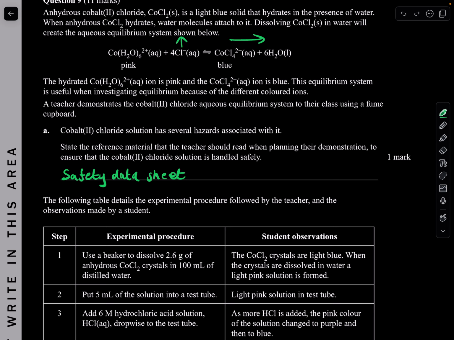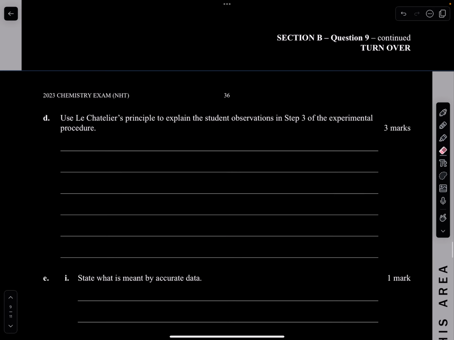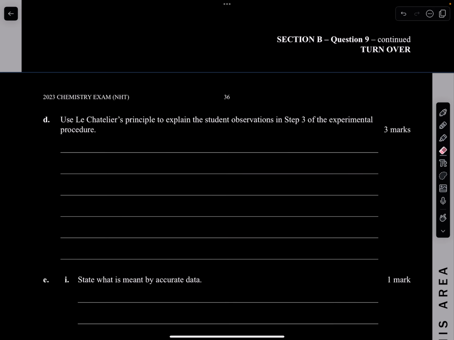It's one of the easiest questions. We just explained it. How many marks was it? 3 marks. So easy. We're adding hydrochloric acid, increasing the concentration of reactants. That's 1 mark. Explain what Le Chatelier's principle does. That's 2 marks. And where would the equilibrium shift, and what happens to the color change? That's basically it. Let's write that down.